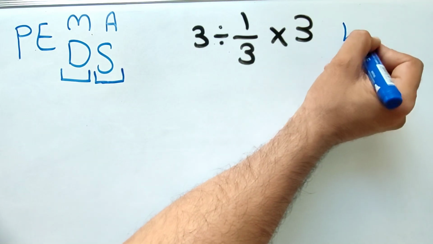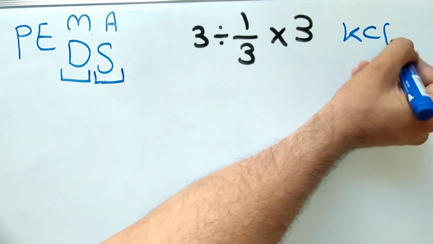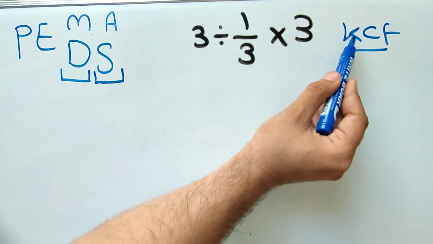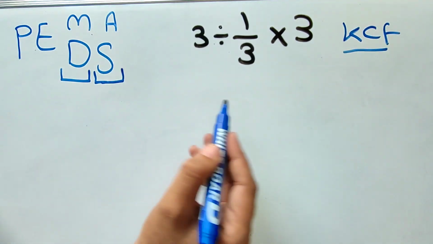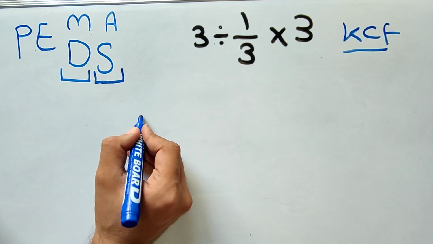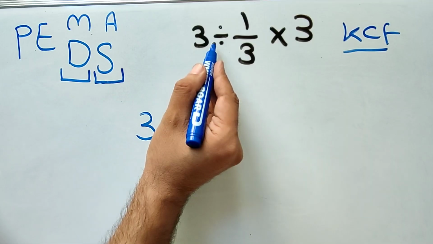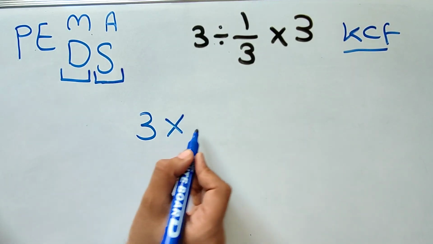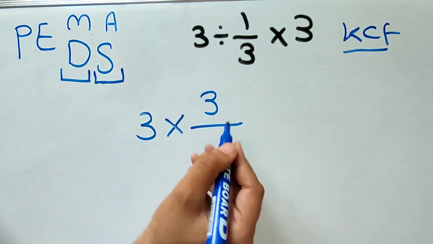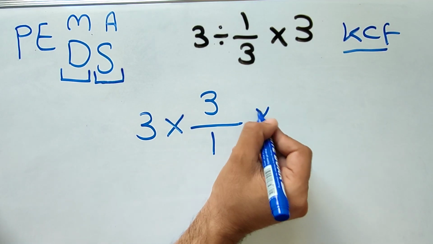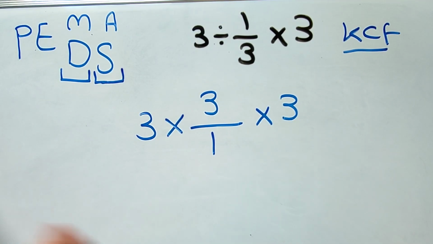And according to the rules of mathematics, KCF, that is, keep the first fraction, change division to multiplication, and flip the next fraction. So, keep the first fraction, change division to multiplication, and flip the next fraction. 1 over 3, 3 over 1, and times 3.